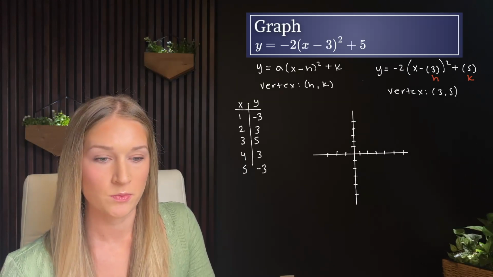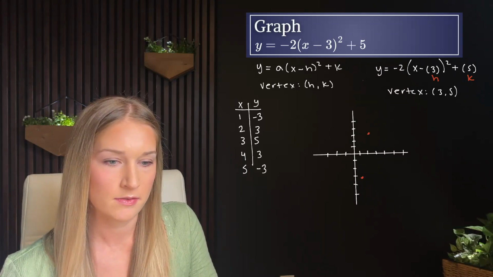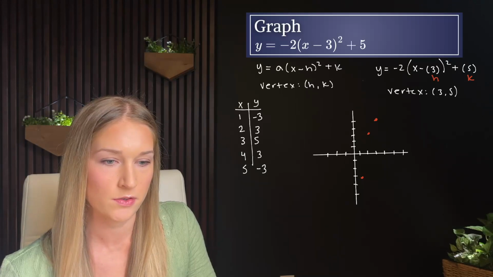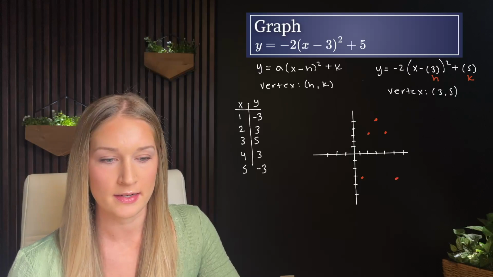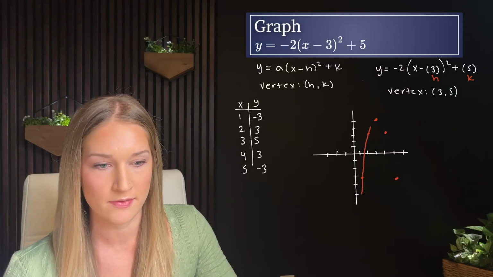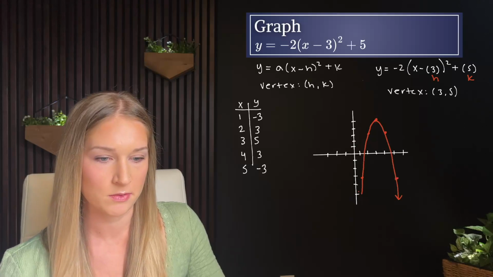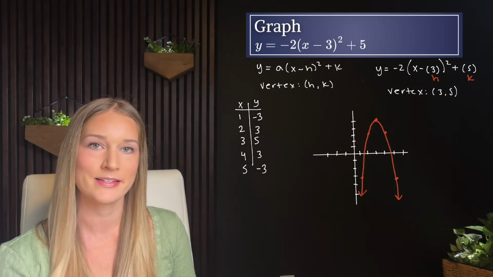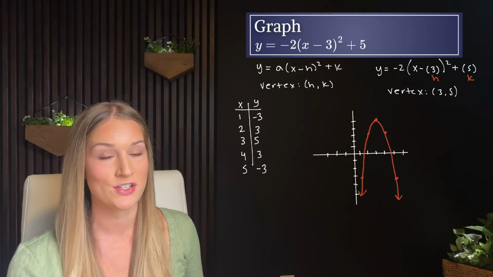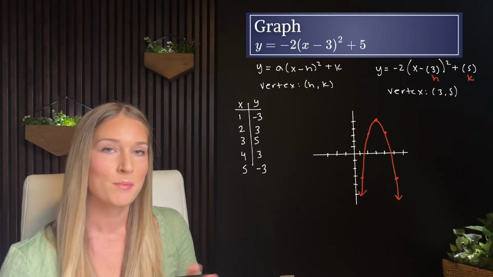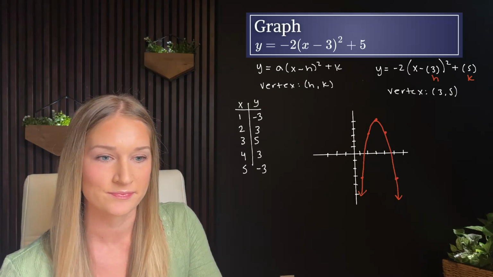My first point is (1, -3), (2, 3), (3, 5), (4, 3), and (5, -3). Connect the dots. You'll notice that you have a downward facing parabola with a maximum value of 5, and that is your graph. Now, if you were to do this using transformations, you're going to have the same outcome, but the process is going to be a little bit different. So let me show you what that would look like.